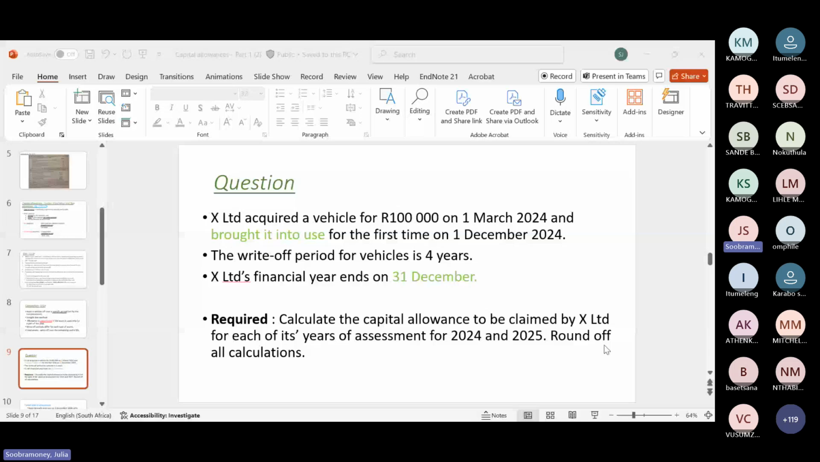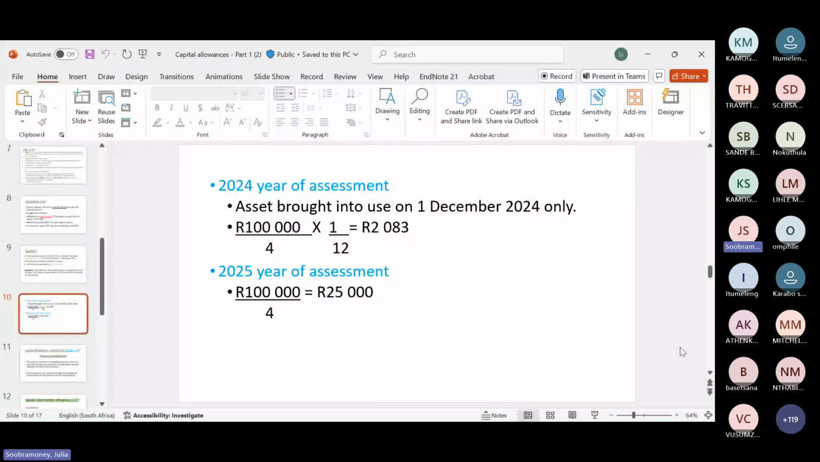For 2024, we brought it into use in December 2024 only. Therefore, same as depreciation, guys. Can you see? 100,000 divided by 4 years times 1 over 12, and that is my allowance that I get. So remember, an allowance is a deduction, okay? For 2025, I get the full year's allowance, 25,000. If you prefer to work in percentages, it's the same thing. You wouldn't say 4, but you would say 25%.